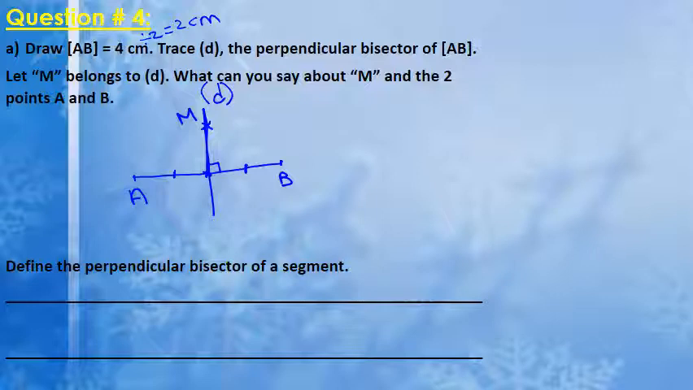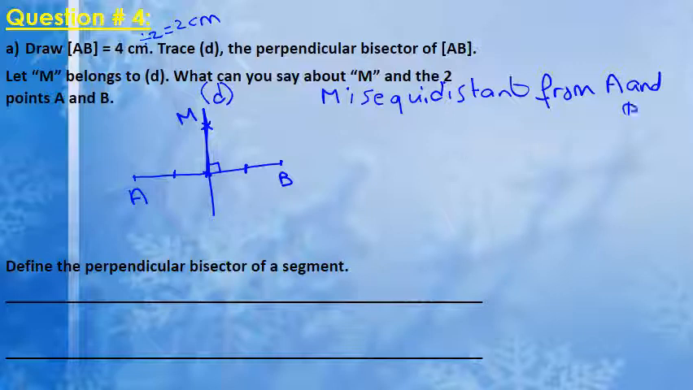What can you say about M and the 2 points A and B? Because M belongs to D, which is the perpendicular bisector of AB, we can say that M is equidistant, at an equal distance, from both points A and B. What do we mean by equidistant? We mean that the line MA is equal to the line MB.